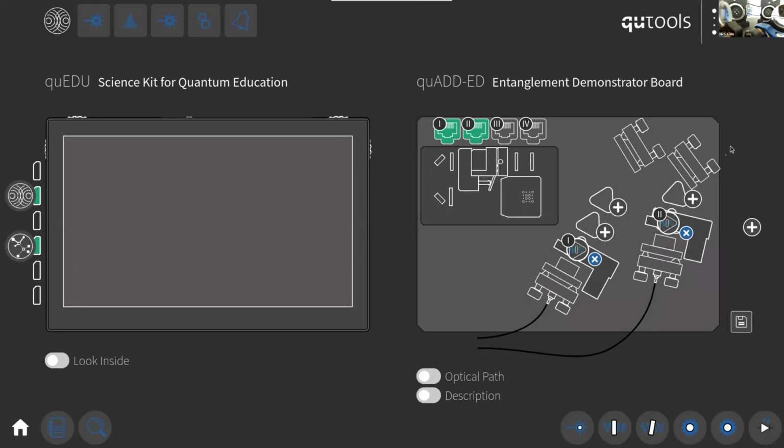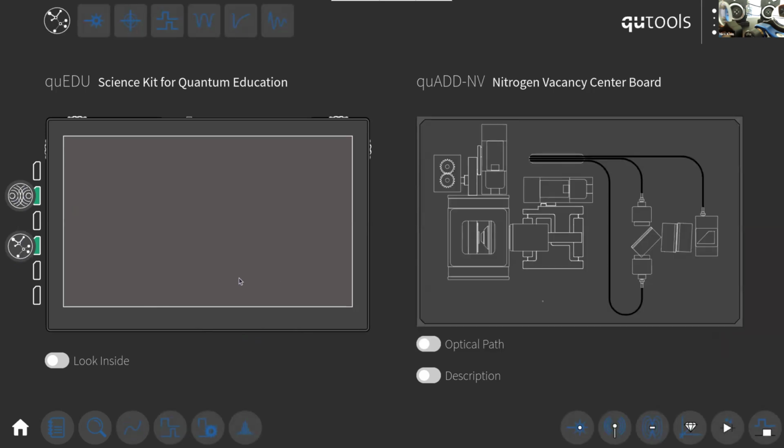Okay, so what do we see here? First of all, on the startup screen, you can see a schematic of the control unit and also of the board that is connected to it, or in this case, the two boards that are connected to it. So here we see the entanglement part, and I have also connected the NV part that you can see here, and I can switch between the two, and I will get the different controls for the two setups.